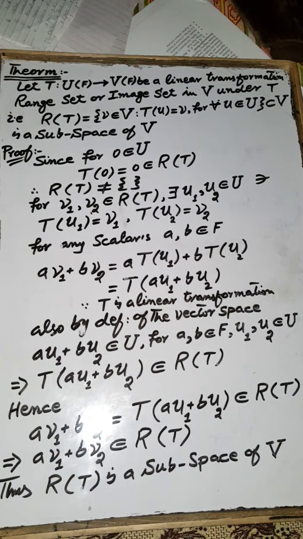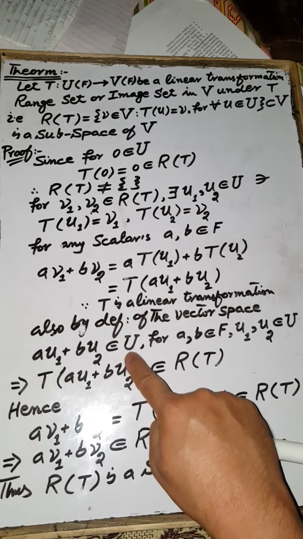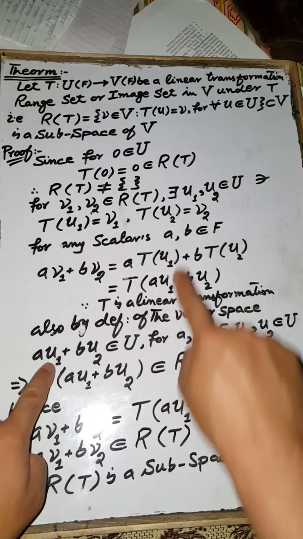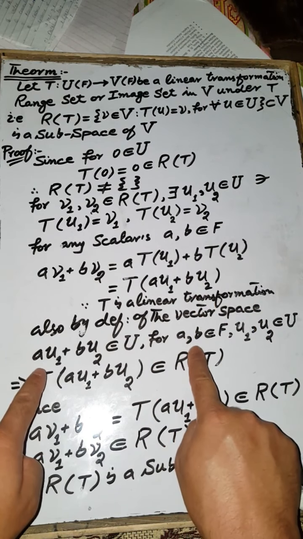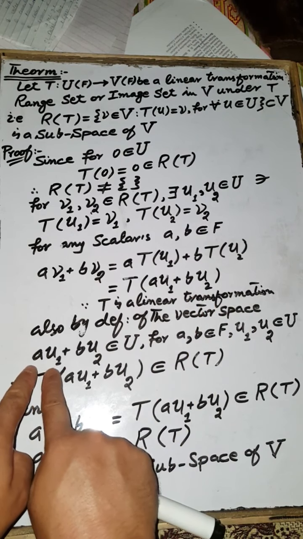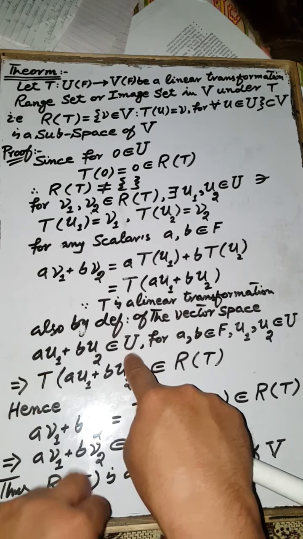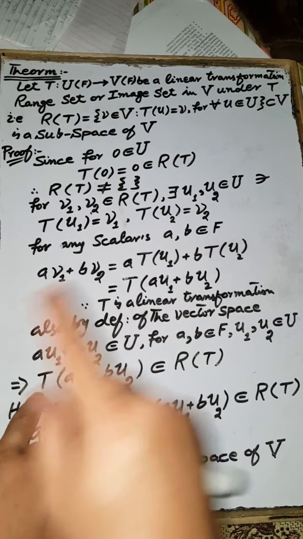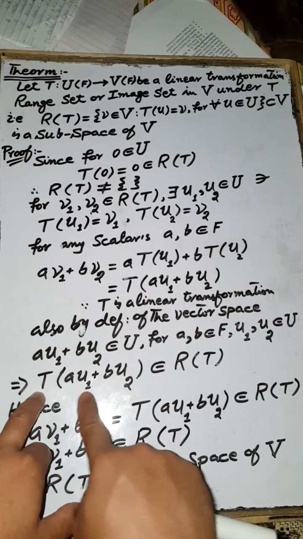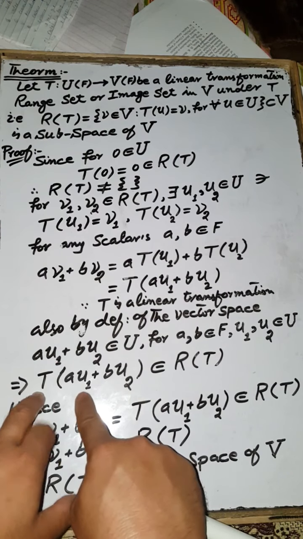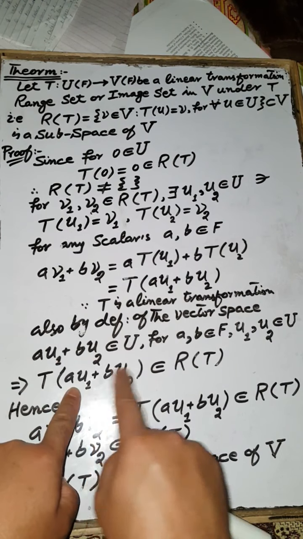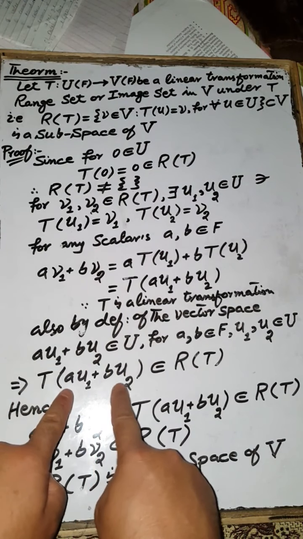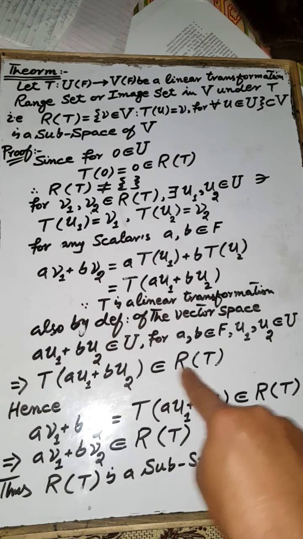Also by the definition of the vector space, the set U over the field F is a vector space over the field F. Therefore, for any two elements u1 and u2 in the vector space U and a, b elements of the field, the linear combination a u1 plus b u2 is again an element of the vector space U. And T is a linear transformation, that is, T is a mapping, so each element of the vector space U has an image in the vector space V. That is, T(a u1 plus b u2) is again an element of the range of T.